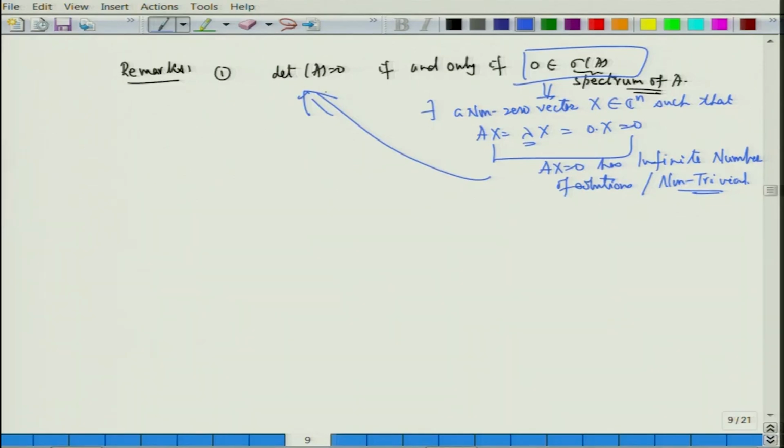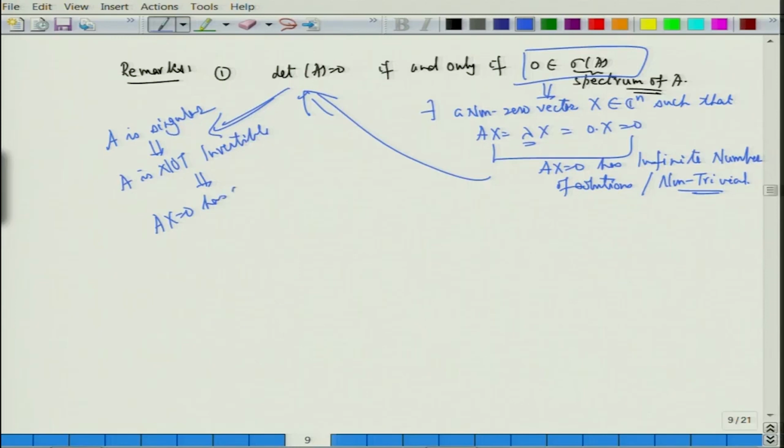Now, how do I prove that determinant of A equal to 0 implies that 0 will belong to sigma A? Determinant of A equal to 0 implies A is singular. A is singular implies that A is not invertible, and this will imply that the system Ax is equal to 0 has a non-trivial solution. You can see that all of them come together one after the other just as it is. Nothing special to be done.